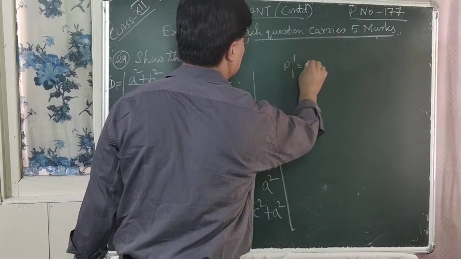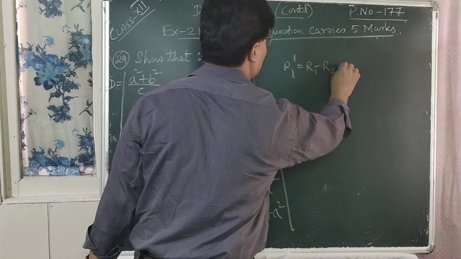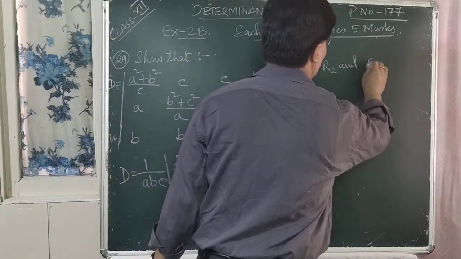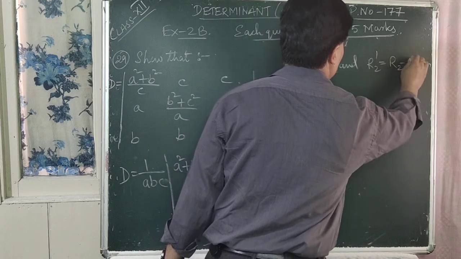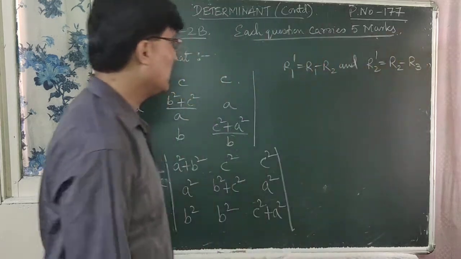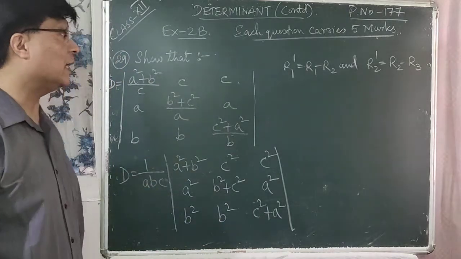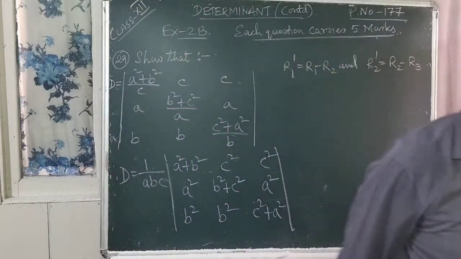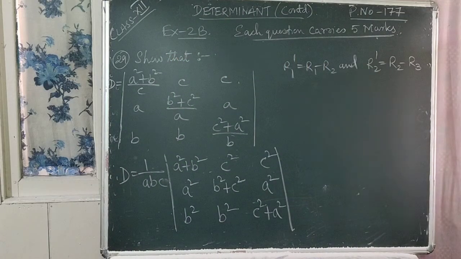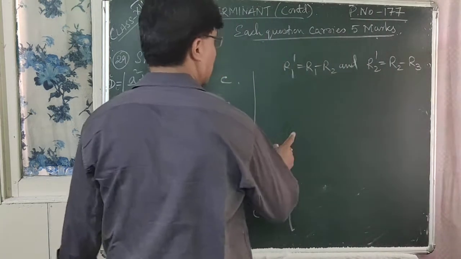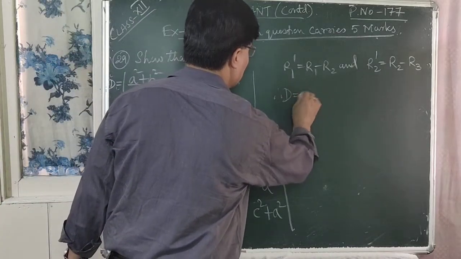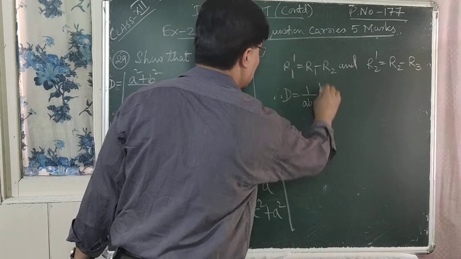R1 dash is equal to R1 minus R2, and R2 dash is equal to R2 minus R3. Is that clear? So we will use these two properties now. What will be in the next step? So therefore D is equal to 1 upon ABC.